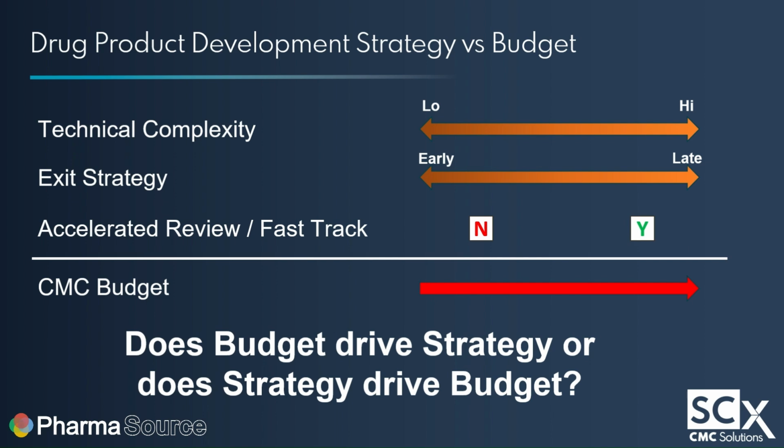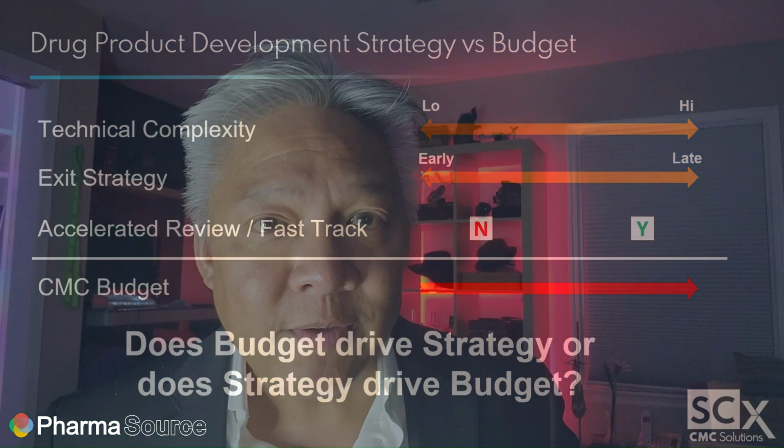So the question, as a takeaway here: does budget drive strategy or does strategy drive budget? Well, the answer is budget drives strategy until it doesn't. In drug product development, you've got competing priorities from CMC, clinical, regulatory, and the business and the budget. And for those reasons, there's a healthy friction among these different disciplines.